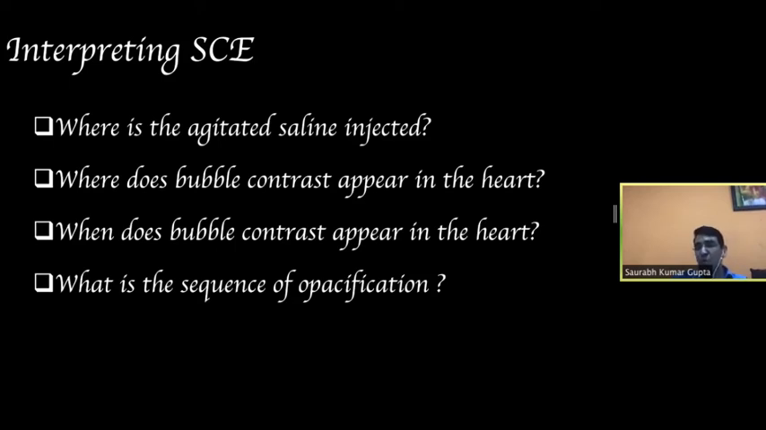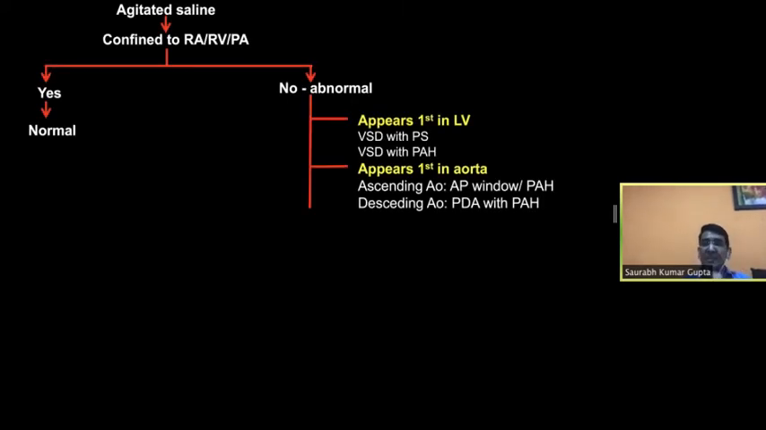And when I showed you some of the images, I tried to tell you what is happening. What we did not discuss much was this. Where is the agitated saline injected? And to emphasize upon this, I'll share with you an algorithm to analyze a venous contrast study. So you give agitated saline. If it is confined to the right side of the heart, it is normal. If it is not, then it is the abnormal study or a positive saline contrast echo.